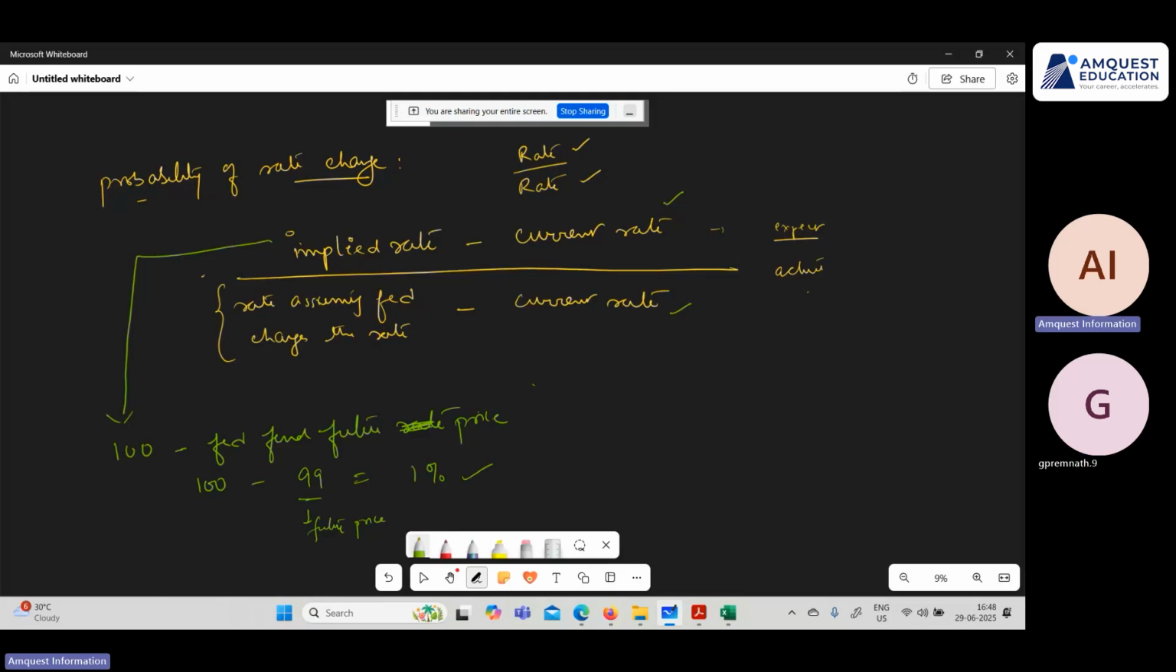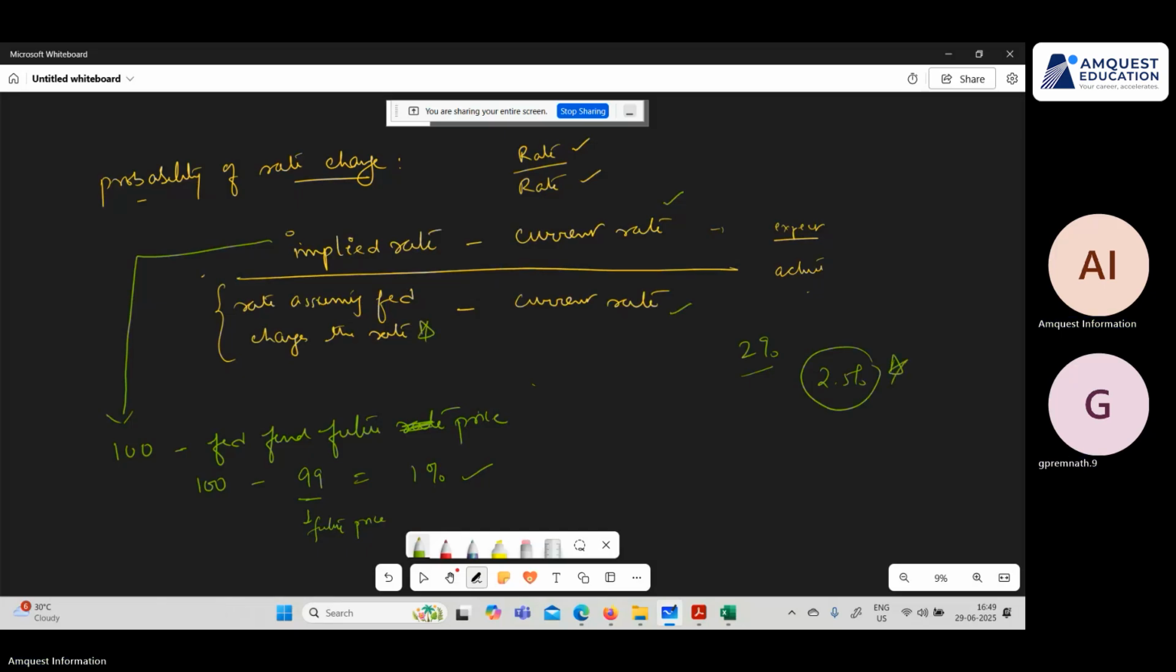Right. And then they might ask you what is left. You will be given the current rate. You will be given the implied rate, which we have just calculated. And then they say, what is the rate assuming the Fed has changed the rate? Basically 50 bips, 100 bips. Absolutely. So whatever the current rate would be, you will add that percentage to it. So if the current rate is, let's say, 2%, and they assume that the Fed might increase 50 bips, that will be 2.5%. Very clear.